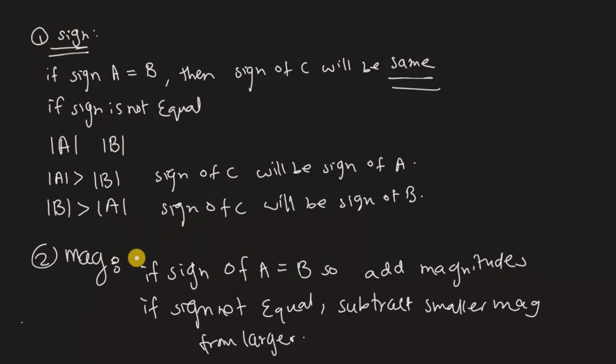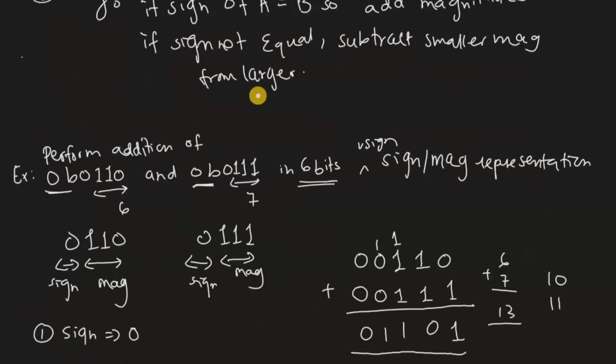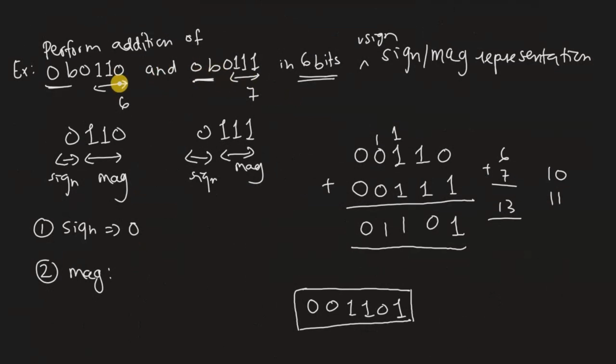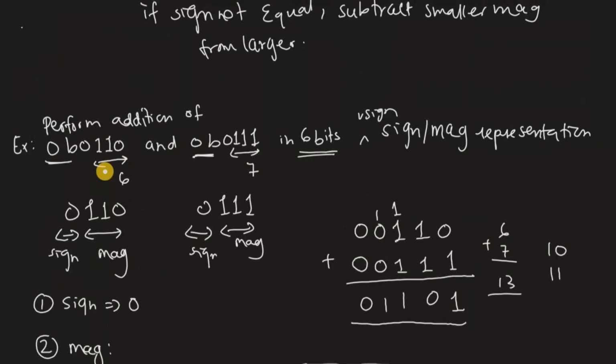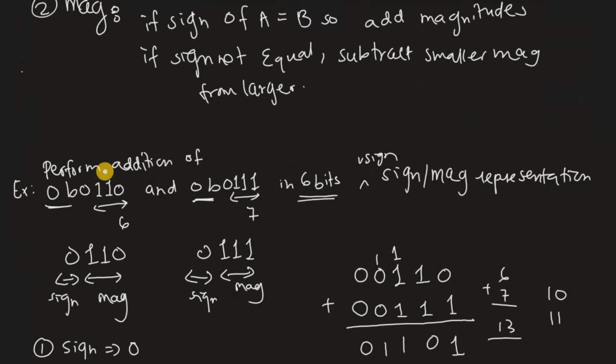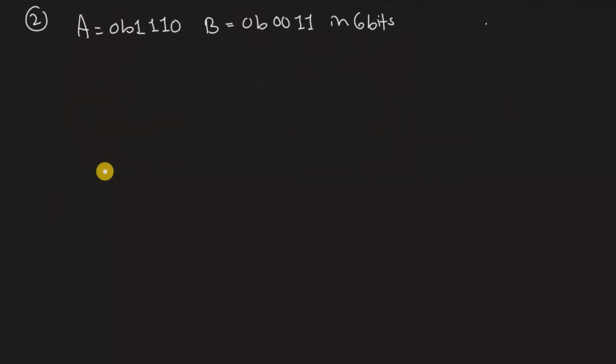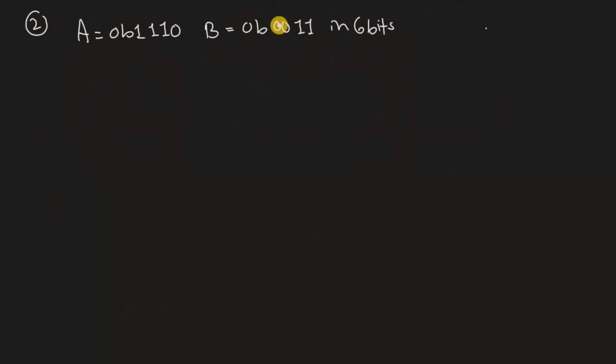So first we determine the sign and the magnitude, and then we did an example where we had the same signs, okay? If you want to know all this, check out the previous video, the link is in the description below. Now in this video we are going over an example where the signs are different, okay? So here the sign of A is not equal to the sign of B, right?